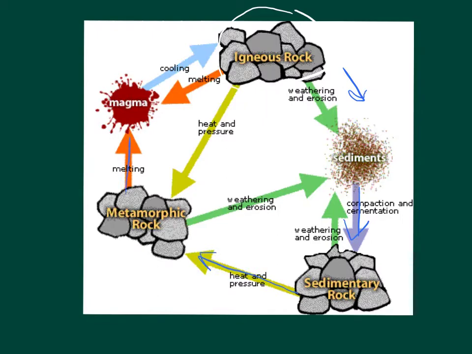And that metamorphic, after it's melted, will turn into magma. The magma will cool, turn into igneous rock, and it will continue. If you take that igneous rock and apply heat and pressure, right, it'll go back into the metamorphic. If it melts, it goes back into magma, and so on.